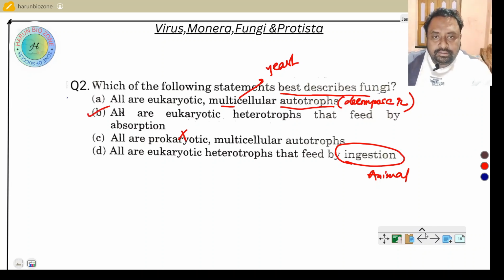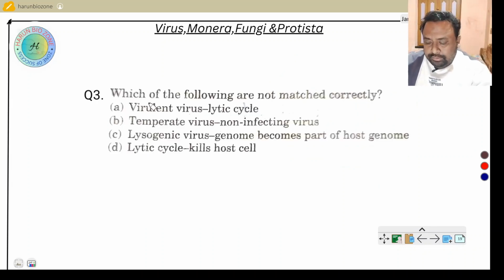Next question. Which of the following are not matched correctly? Virulent virus, lytic cycle, right? Virulent virus shows the lytic cycle. They burst the host bacteria and release. Temperate virus, non-infecting virus, not matched.